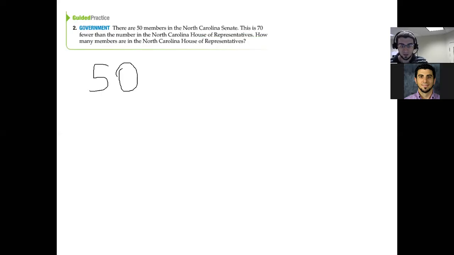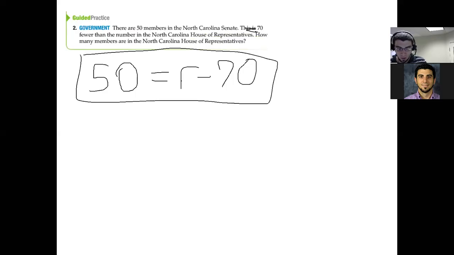So 50 equals 70 fewer than the number in the House. I'm going to use R for House of Representatives. So 50 is equal to 70 less than the number of representatives. So 50 is equal to R minus 70. It wouldn't be 70 minus R because it's 70 less than the number of representatives. Okay, so that is our equation that represents this situation. And what would R have to be? Right, it would have to be 120 representatives.